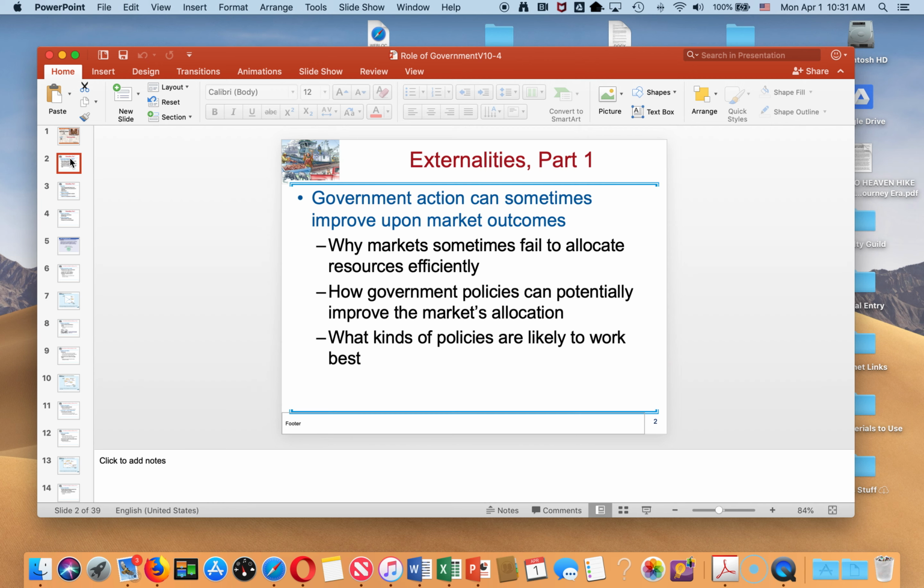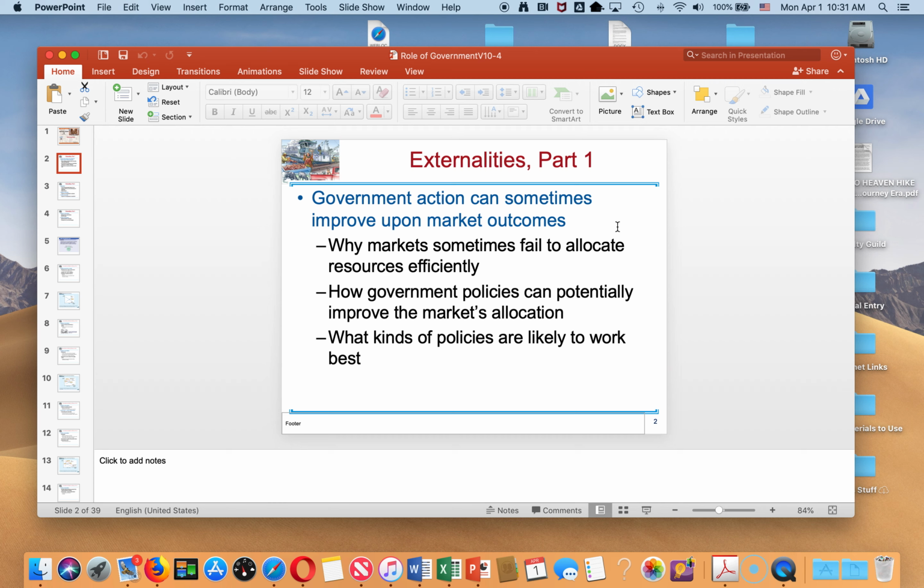Now we can refer back to one of the main ideas of economics from Chapter 1, I believe its main idea 7, that government action can sometimes improve upon market outcomes. So sometimes markets can fail to allocate resources efficiently. And we'll find that very much in this chapter.